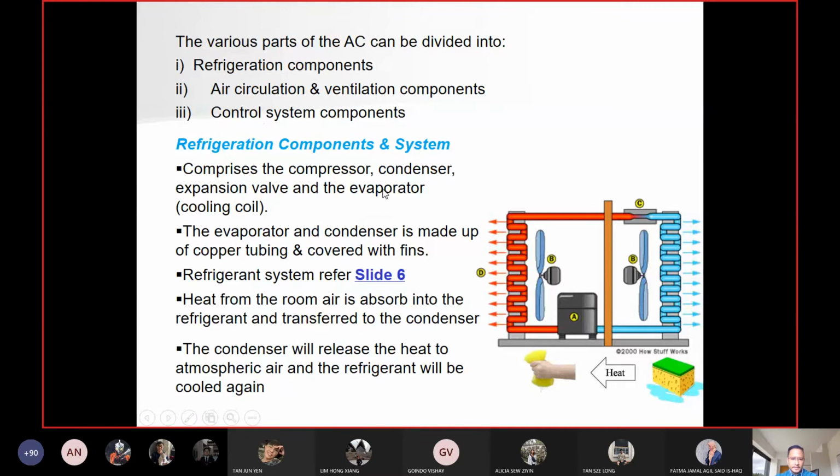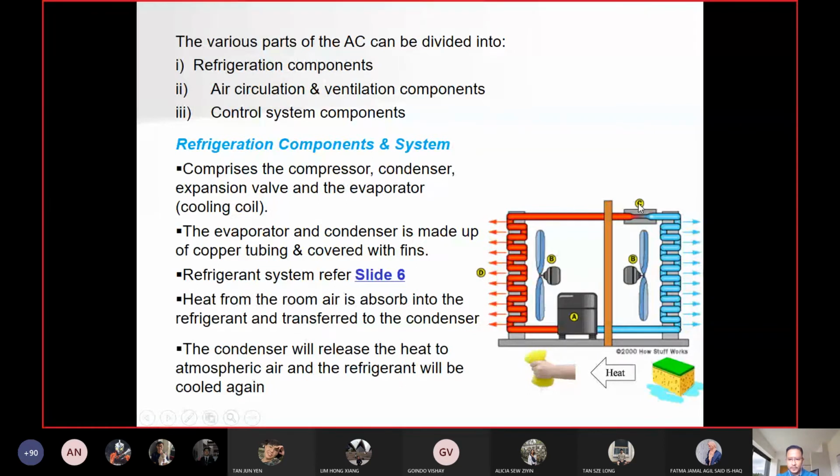I've already mentioned this earlier about refrigeration. The components are the same: compressor, condenser, expansion valve, and evaporator. How it works, you can refer back to slide number 6 later on. I'm not going back to that slide. But the main thing is how it works. The heat from the room is absorbed into the refrigerant and transferred to the condenser.